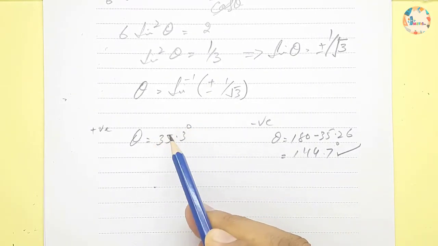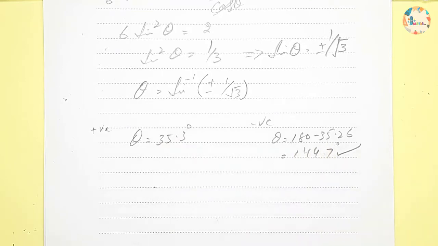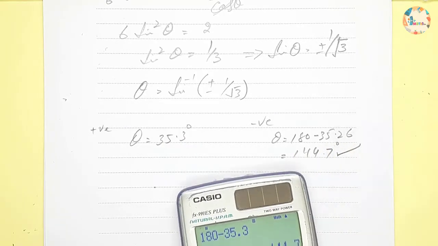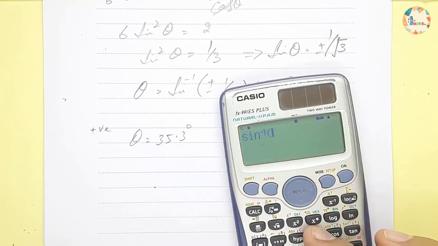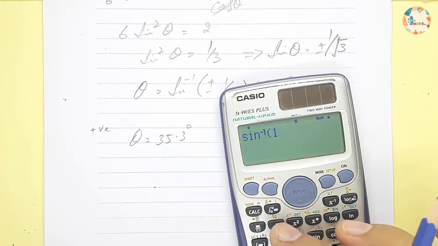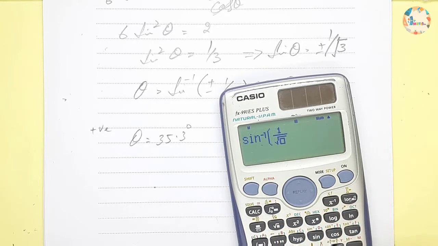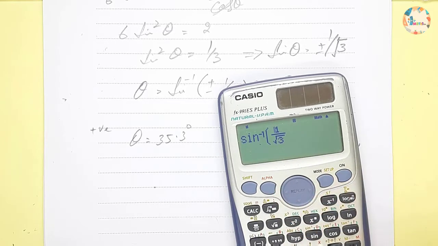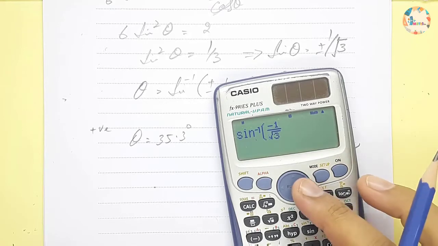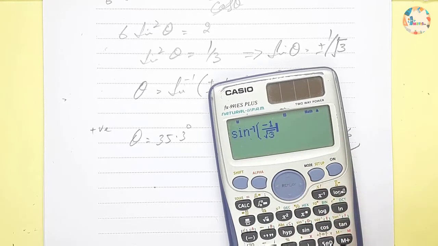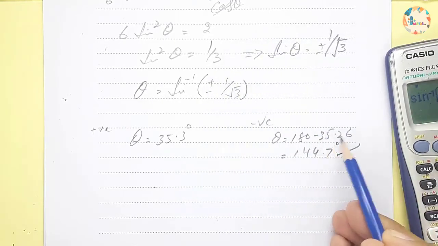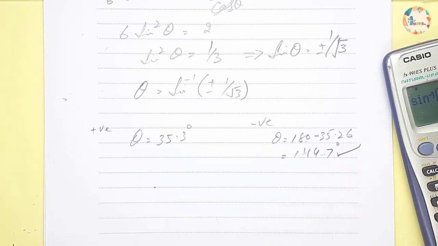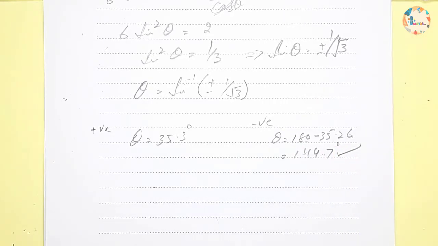Basically we can find this, and then we can write 180 minus this one, or we can take, for example, sine inverse of 1 over root 3, and we have to take this one as minus, so we put minus, and then close the bracket, and this will be equal to minus 35.26. Then 180 minus this value will give us 144.7. This is also done.